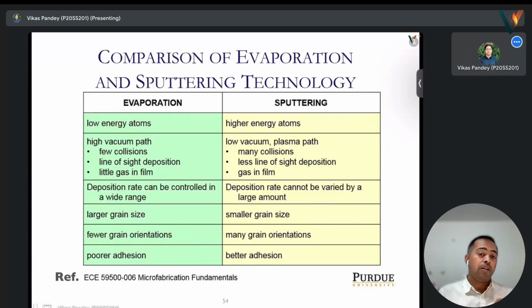In case of evaporation, the grain size is larger, whereas in case of sputtering, the grain size is smaller, so the film will be smoother. In evaporation, there are fewer grain orientations, whereas in sputtering there are many grain orientations. Sputtering has better adhesion since there is an ionic momentum, whereas evaporation is purely physical, so it has poor adhesion.